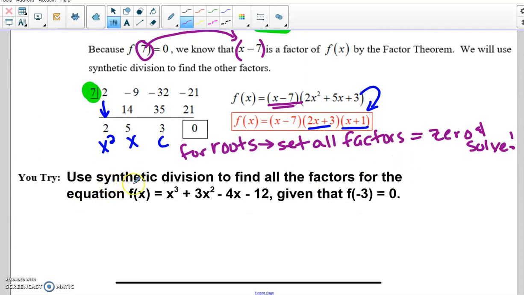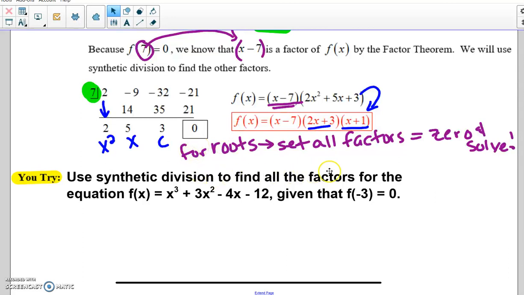Okay. So this one says use synthetic division to find all the factors for the equation f of x equals x to the third plus 3x squared minus 4x minus 12, given that f at negative 3 is 0. This is under the you try section, and unfortunately you're going to have to write this down. But I do want you to write the whole question down, just because if you just have some math on there, you're not going to know what we started with. So pause the video, write it down. And this is at the very bottom of your booklet on the right-hand page that said factor theorem.